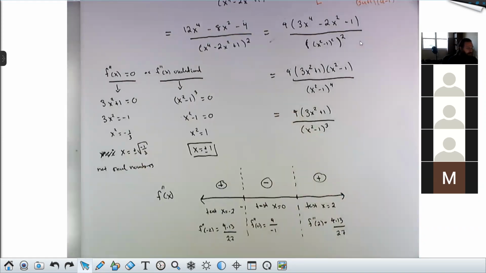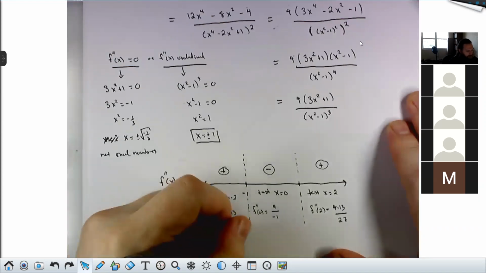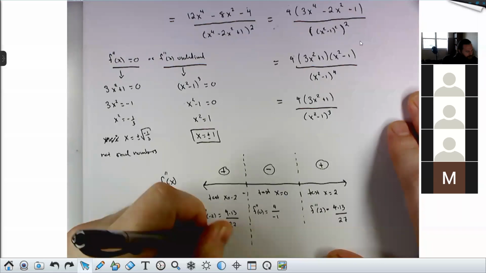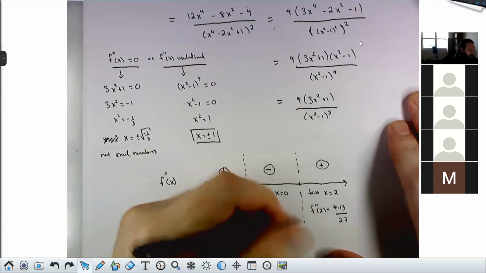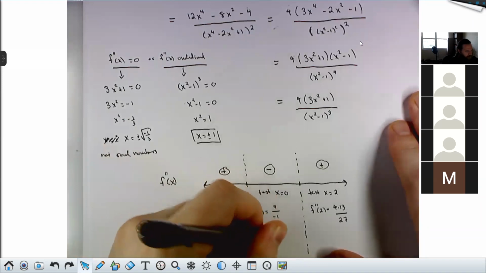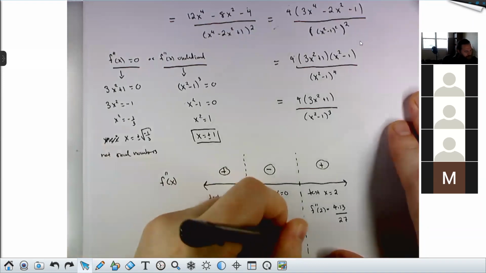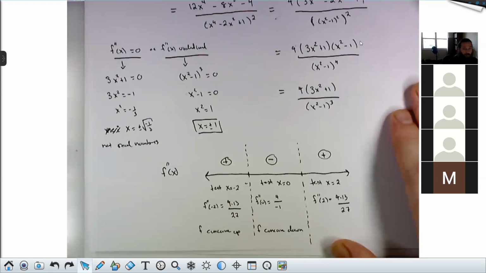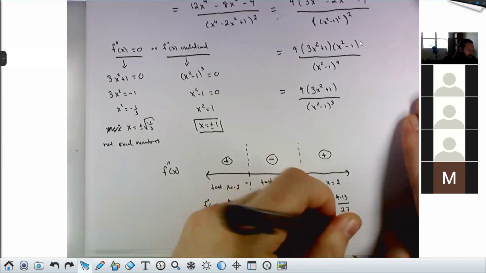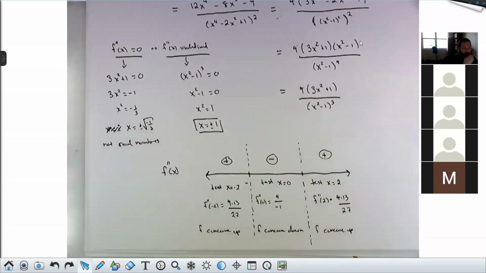So F is concave up from negative infinity up to negative 1. F is concave down from negative 1 to 1. And F is concave up from 1 to infinity.